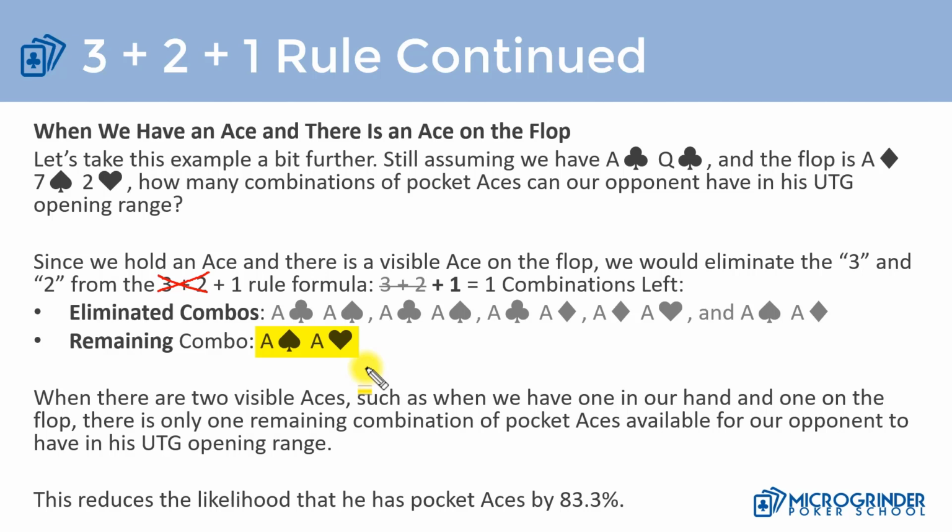So they could have 12 different combos of pocket kings and pocket queens and only 1 combo of pocket aces. So it's a great way to look at the likelihood that our opponent has a strong pocket pair. And in this example, when we have the ace of clubs, ace of hearts, and an ace hits the flop, by doing the math, now we have reduced the likelihood of our opponent having pocket aces by 83.3%. So that's a great way of using this rule.